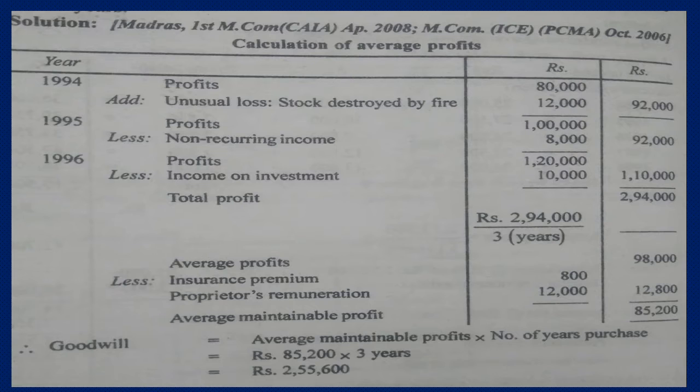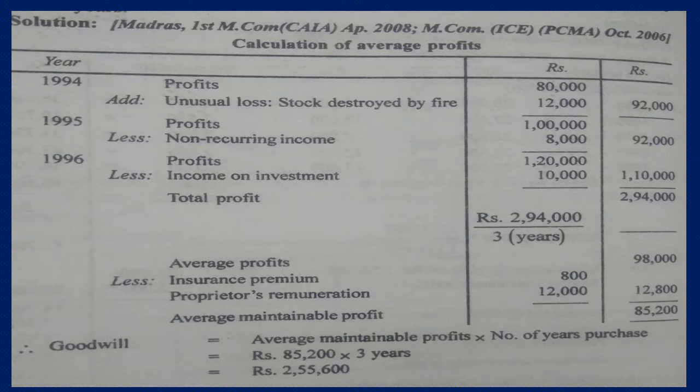Now see, the profit of 1994 is shown as 80,000 as you saw in the sum. The stock destroyed in fire has been added, because of that it is added. The average profit is computed by adding non-recurring expenses and deducting non-recurring income, as we saw in the formula video. Then for the year 1995 it is 1 lakh, which includes non-recurring income. All unexpected income will be eliminated, and unexpected loss will be added to the particular year's profit.